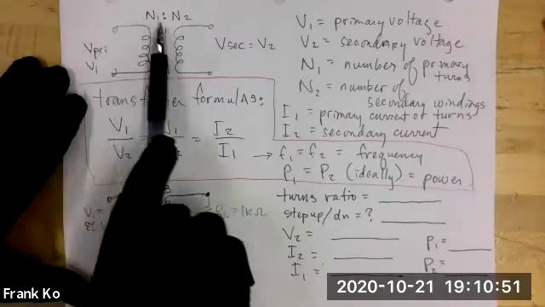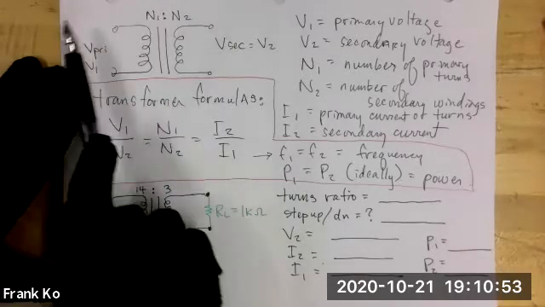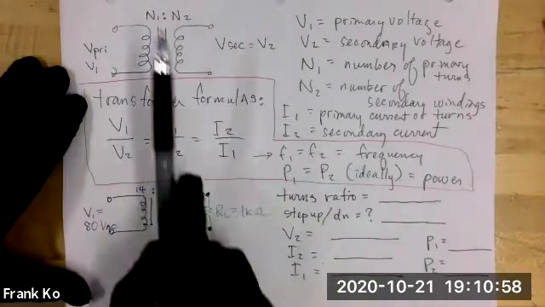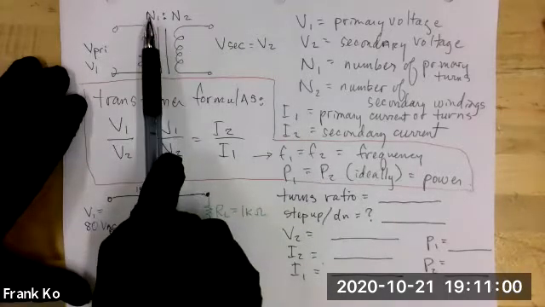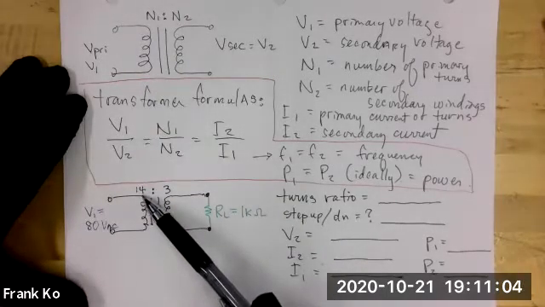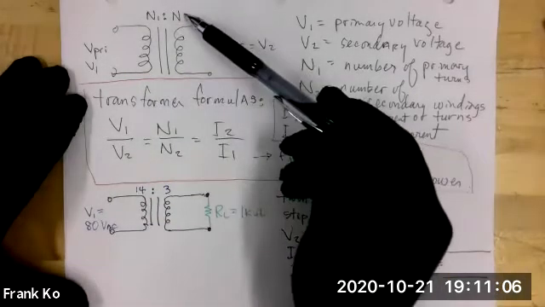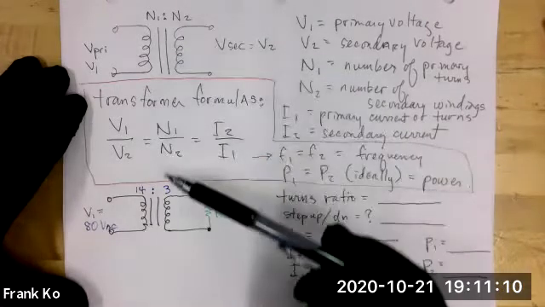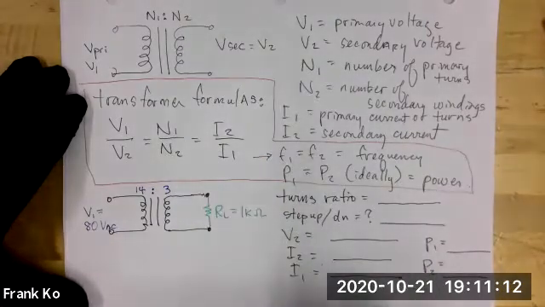Remember, anything on the left-hand side of that iron core is going to be primary. Anything on the right-hand side is going to be secondary, yeah? So my N1 is written up here above the primary coil. Do I have an N1 value? Yes. My N2 is written above my secondary, and do I have a value for N2?